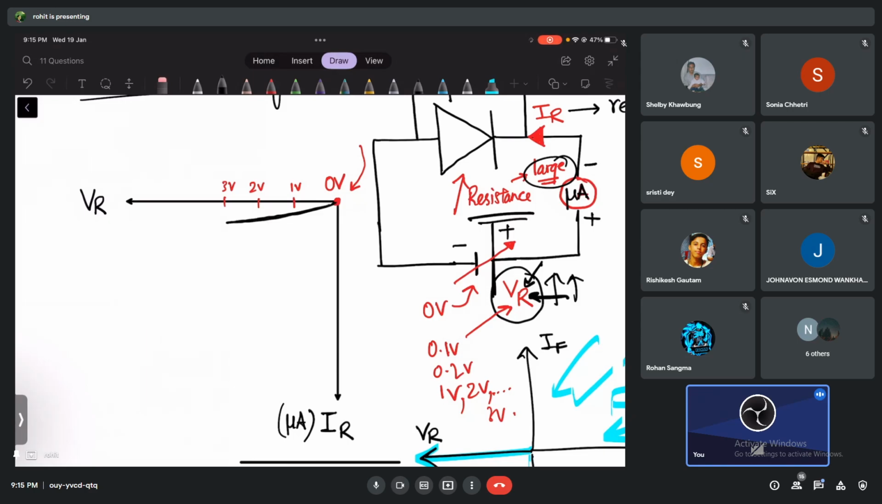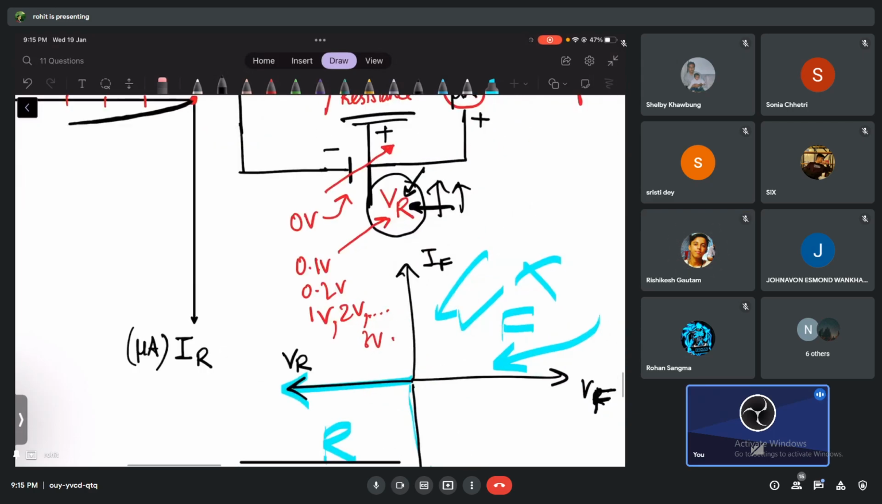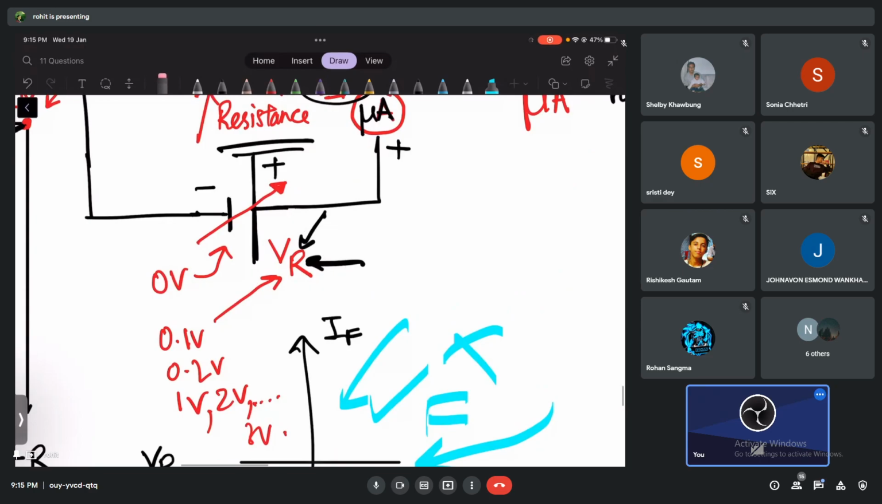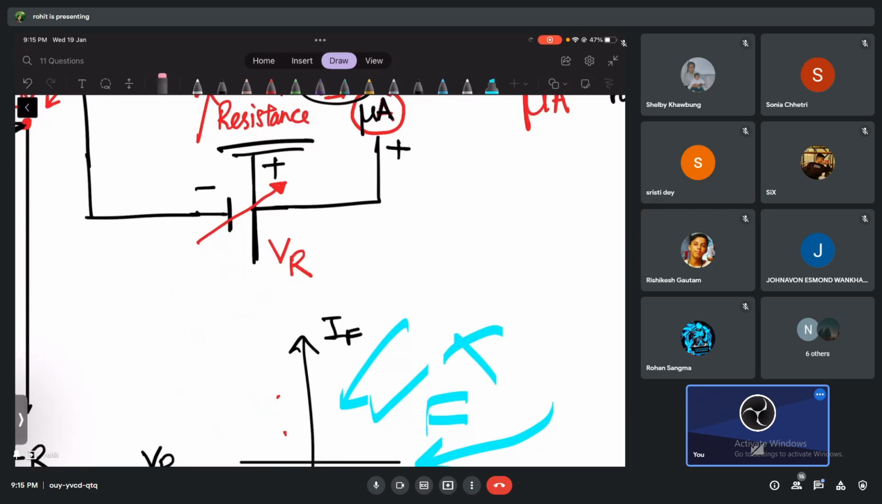Not rising very fast. But look at this. If I reach a very nice voltage now, suppose I reach around 11 volts, still I get less current. Suppose I reach 11.9, still less current.